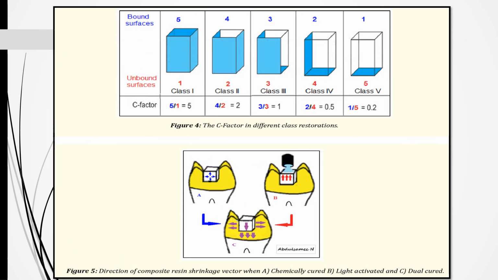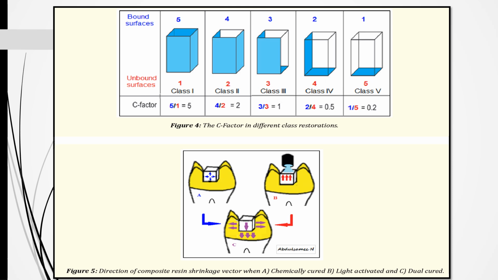So here we have the C factor for different cavities. For class 1 it is 5 by 1, which is equal to 5, so it has the highest C factor. And for class 2 we have 4 bonded surfaces to 2 unbonded surfaces, so the C factor is going to be 4 by 2, which is 2. And in case of class 3 we have 3 bonded to 3 unbonded surfaces, so it's going to be 3 by 3, which is equal to 1.